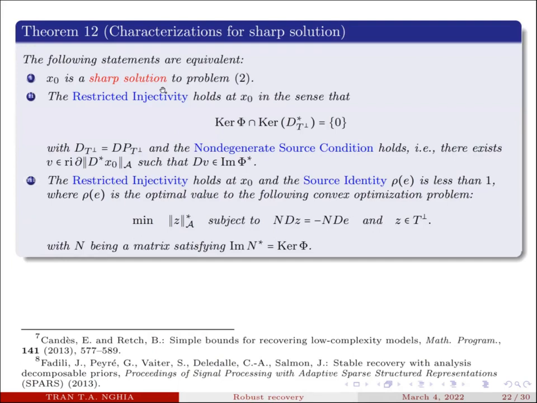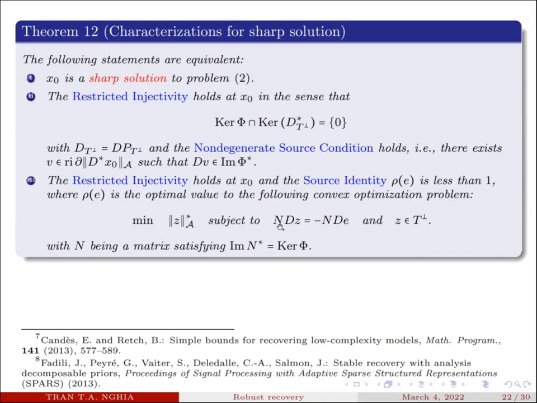There is another piece of information in this theorem: we provide a more quantitative condition that can be computed directly to check this kind of condition, based on what we call source identity. And source identity is the optimal value for these optimization problems.